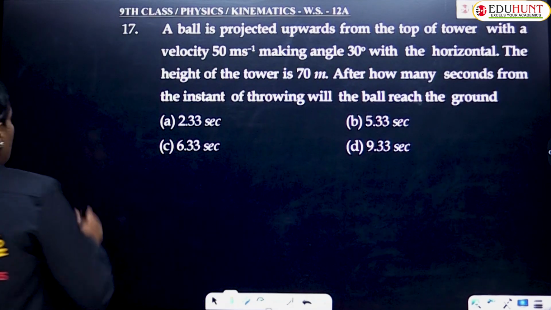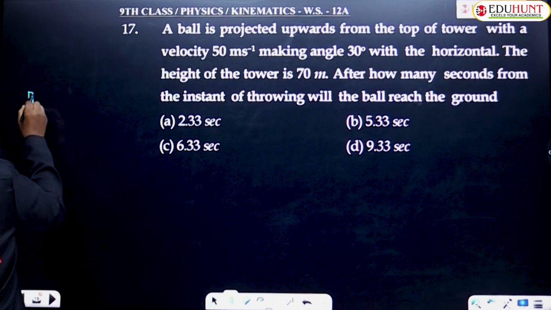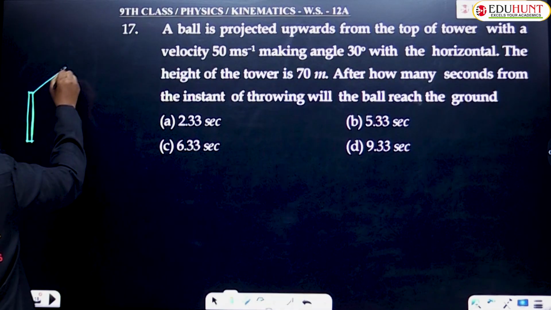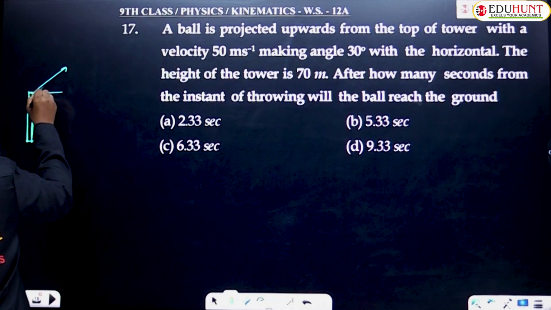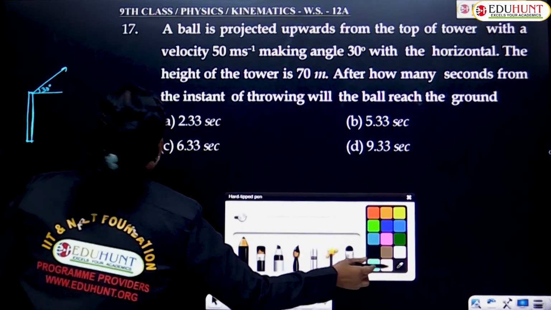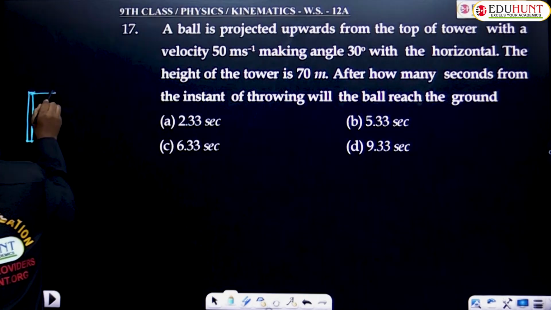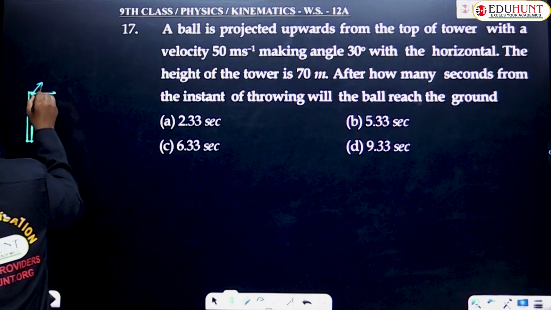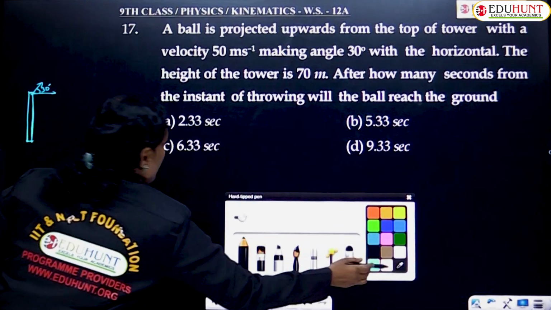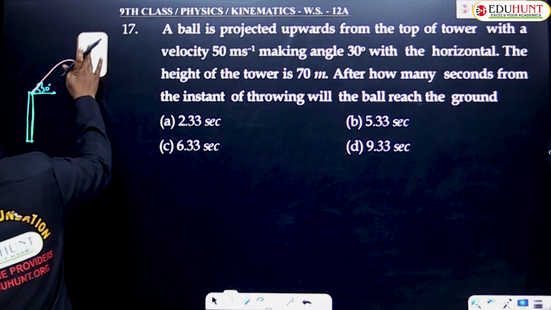So let us draw the picture for this. Initially you have a tower. From the top of a tower of height h, a body is projected making an angle of 30 degrees with the horizontal, and no doubt this body will go up. Yes, this body will go up to some height and again fall back to the earth.